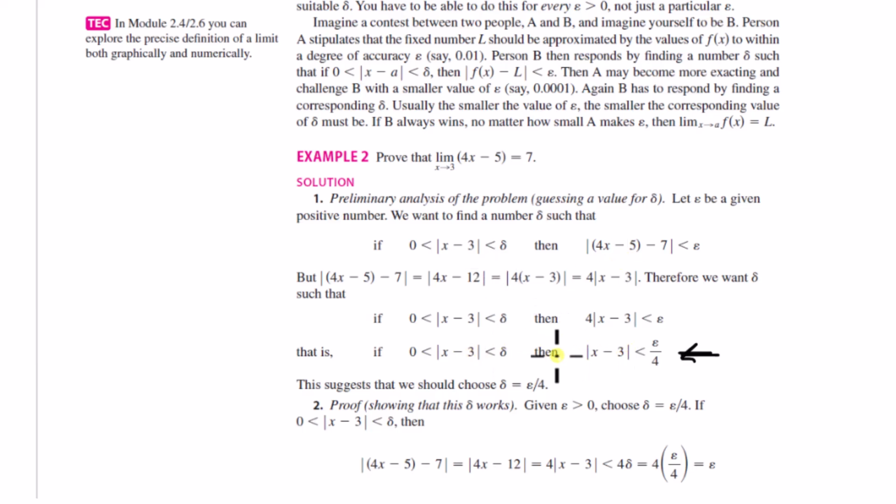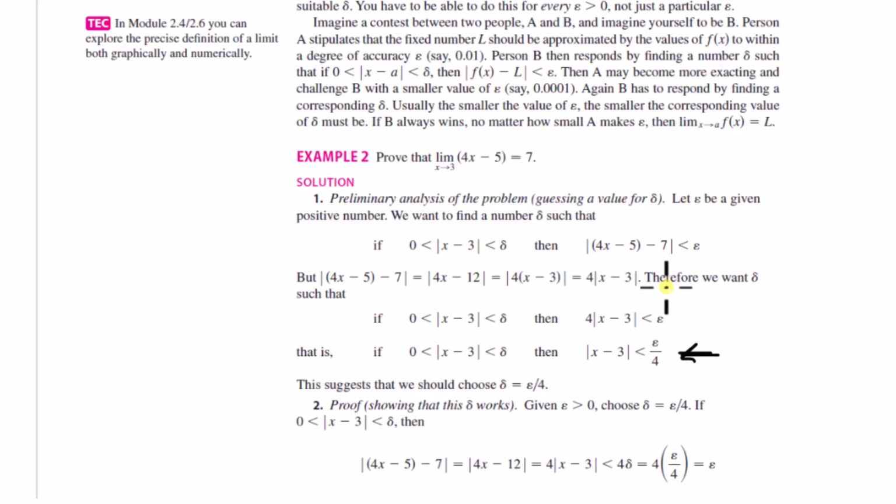We've got the absolute value of x minus 3 here and the absolute value of x minus 3 here. And this is useful because what this suggests is that we should guess a value of delta that's equal to epsilon divided by 4. If we guess that delta is epsilon divided by 4, then that will satisfy these restrictions here for all delta and epsilon.